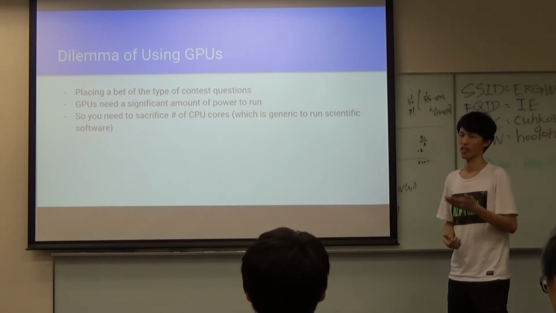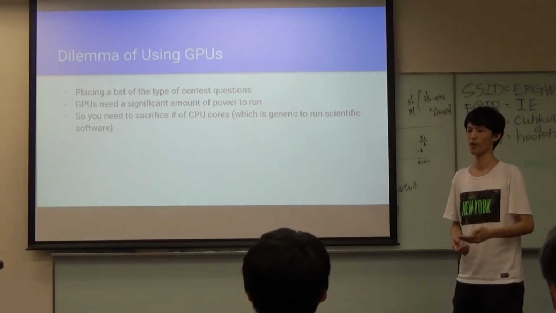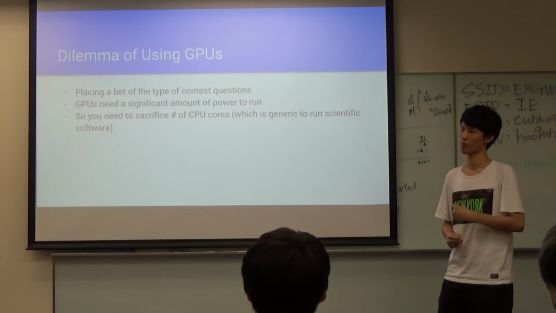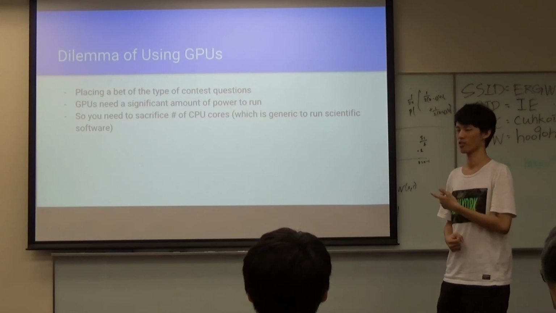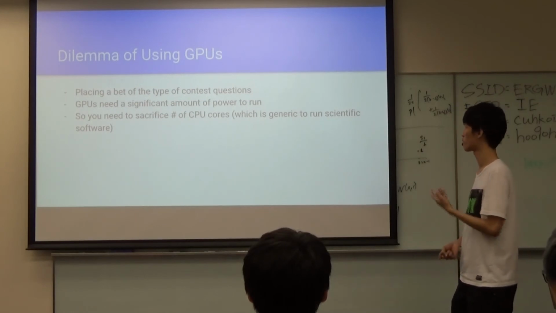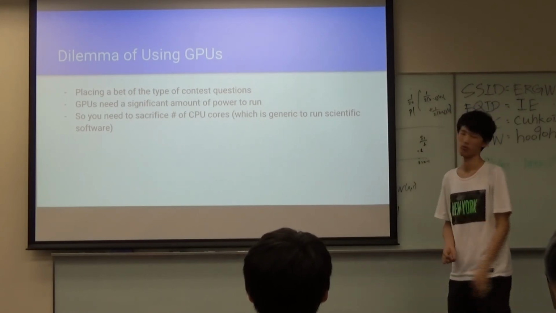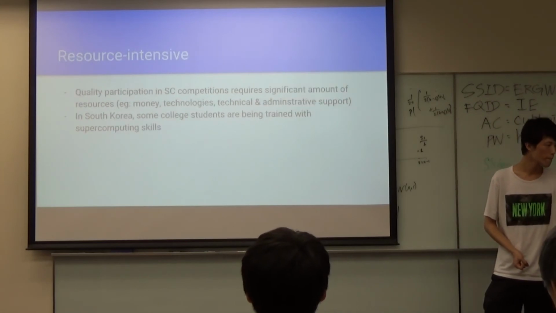So you really need to think about the GPU programming skills of your team. If you think your team is strong, then you may deploy some GPUs. If not, then sticking to CPU is safer because CPU is more generic to run scientific software.